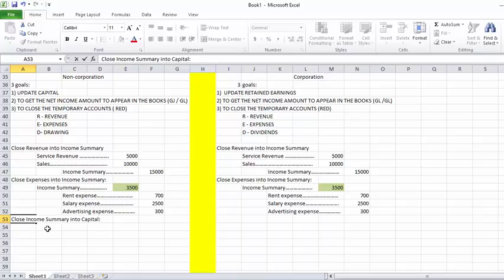So income summary, we need to know what our balance is. If we had $15,000 on the credit side and $3,500 on the debit side, that means we have $11,500 as our balance in income summary. And that's a credit balance, right? Because our credit is bigger than our debit. So because our credit is bigger than our debit, income summary carries a credit balance. So to close it, I've got to debit it.